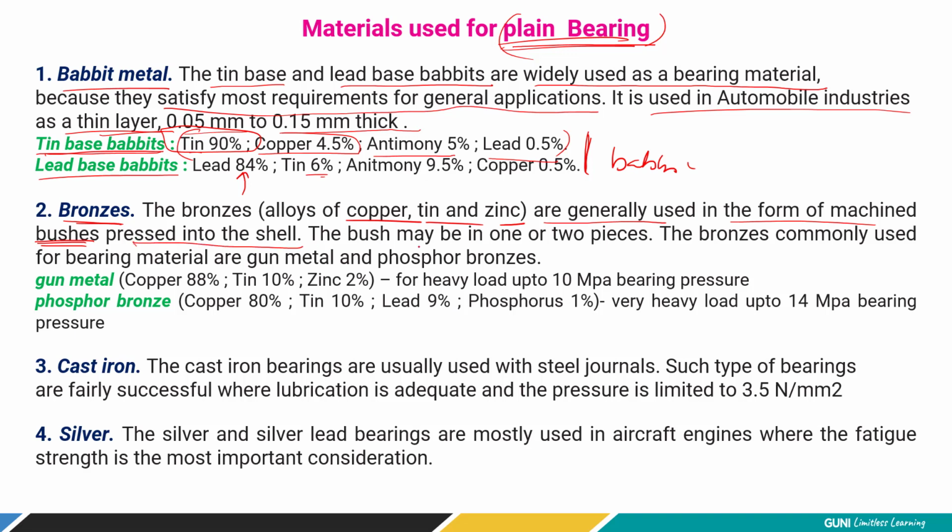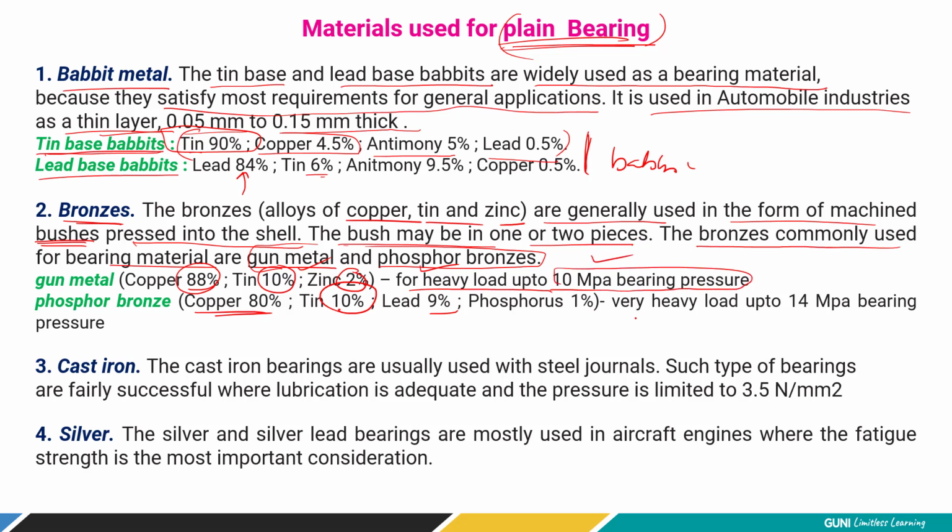Bushes are pressed into the shell. The bush may be in one or two pieces depending upon the construction. The bronzes commonly used for bearing material are gunmetal and phosphorus bronze. These are just the names given, but they are simply bronzes. Gunmetal is made up of 88% copper, 10% tin and 2% zinc. Phosphorus bronze has 80% copper and 10% tin. Gunmetal is basically for heavy loads up to 10 megapascal bearing pressure. So this is very heavy.